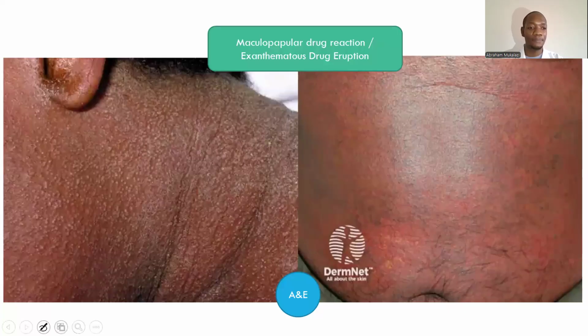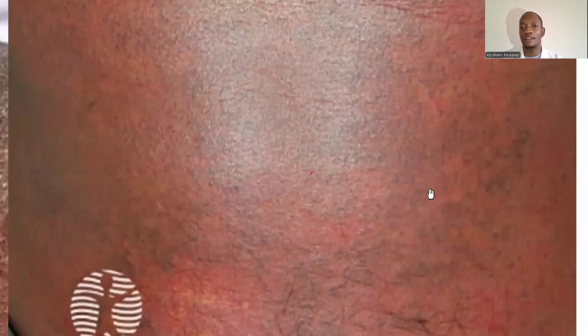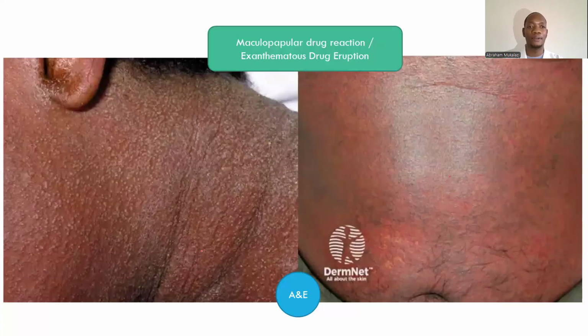So the same picture here also tries to show you a background of erythema, but in African skin, erythema will appear more like hyperpigmentation, or it will be grayish, rather than the red that we see in white skin. So that's how it will look there.